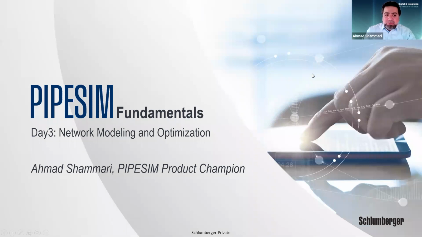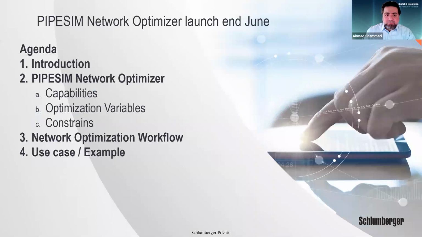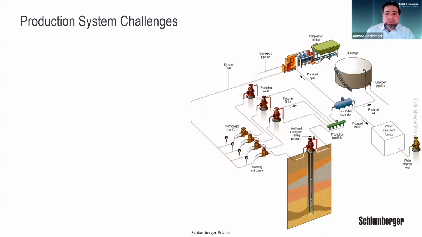So, PIPESIM network modeling and optimization. This is the agenda of the presentation today, but let's first talk about production system challenges. We have a production system. This is an example of a gas lifted field. These are the producing wells. As you can see here, we have 3 wells. The production is going to the right side. This is the oil or water, liquid.